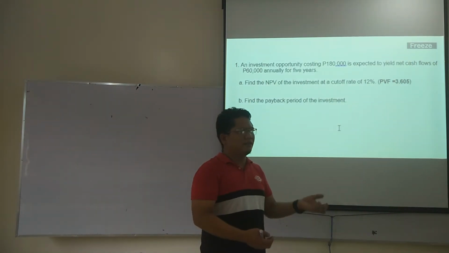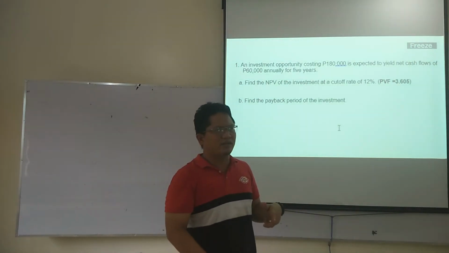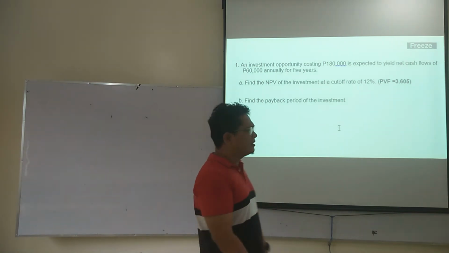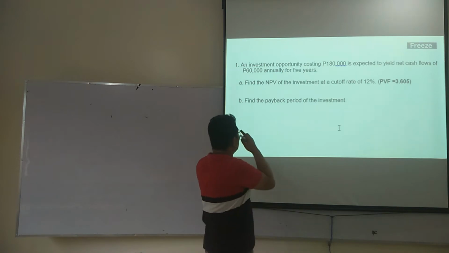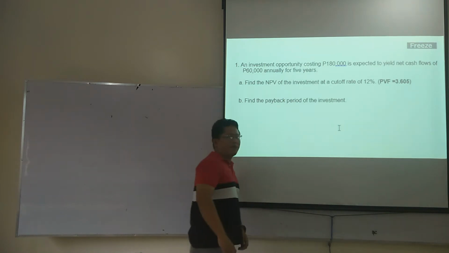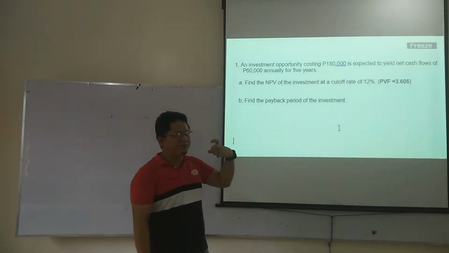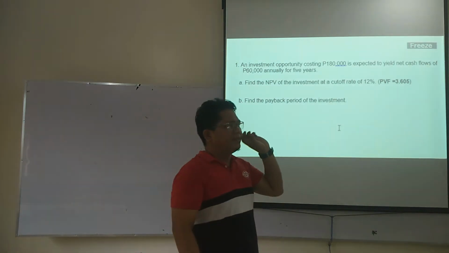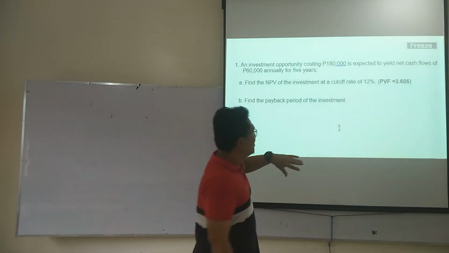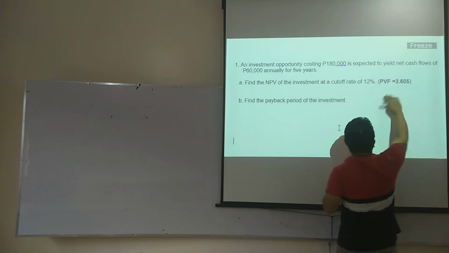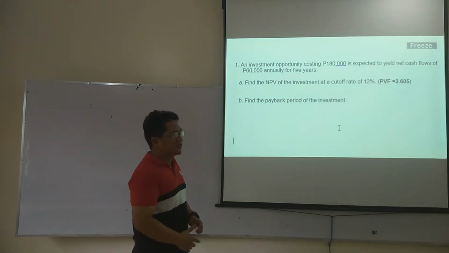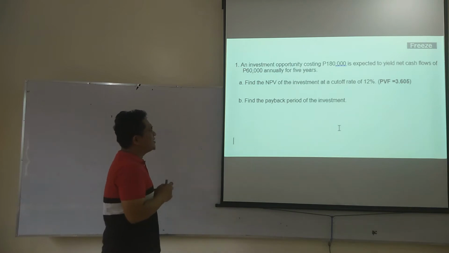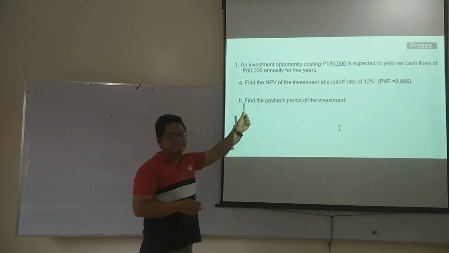So you might think, okay, I earned 120,000. But of course, we have to consider that you will be receiving the whole 300,000 only after 5 years. So we have to consider the impact of the present value. Given here is the present value factor for 12% for 5 years, 3.605. So let's compute the NPV.